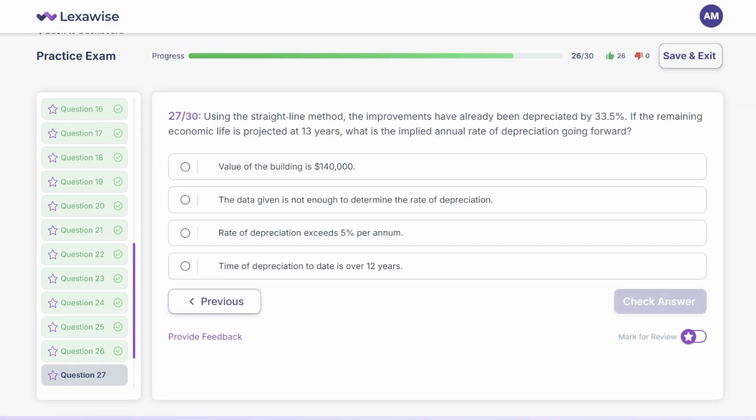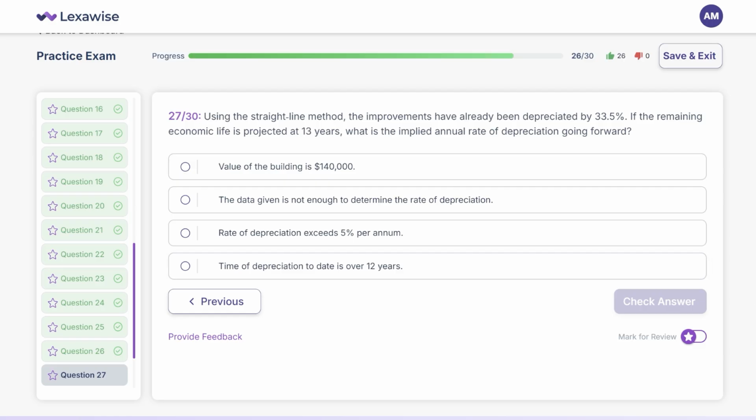Using the straight line method, the improvements have already been depreciated by 33.5%. If the remaining economic life is projected at 13 years, what is the implied annual rate of depreciation going forward? A. Value of the building is $140,000. B. The data given is not enough to determine the rate of depreciation. C. Rate of depreciation exceeds 5% per annum. D. Time of depreciation to date is over 12 years.